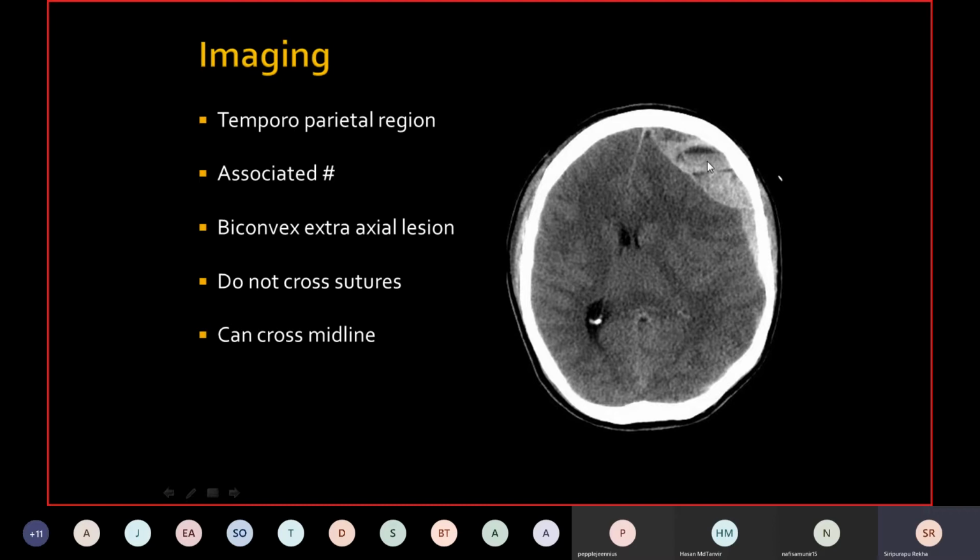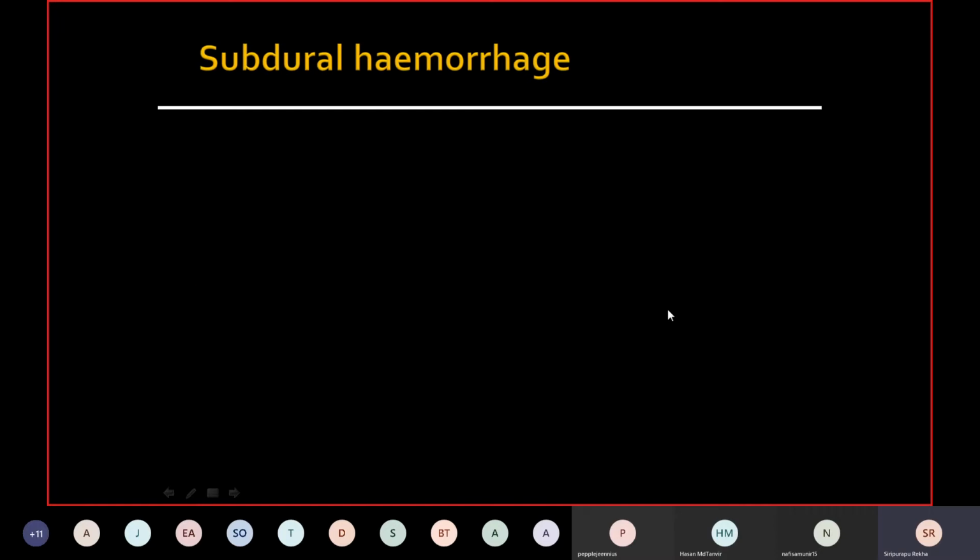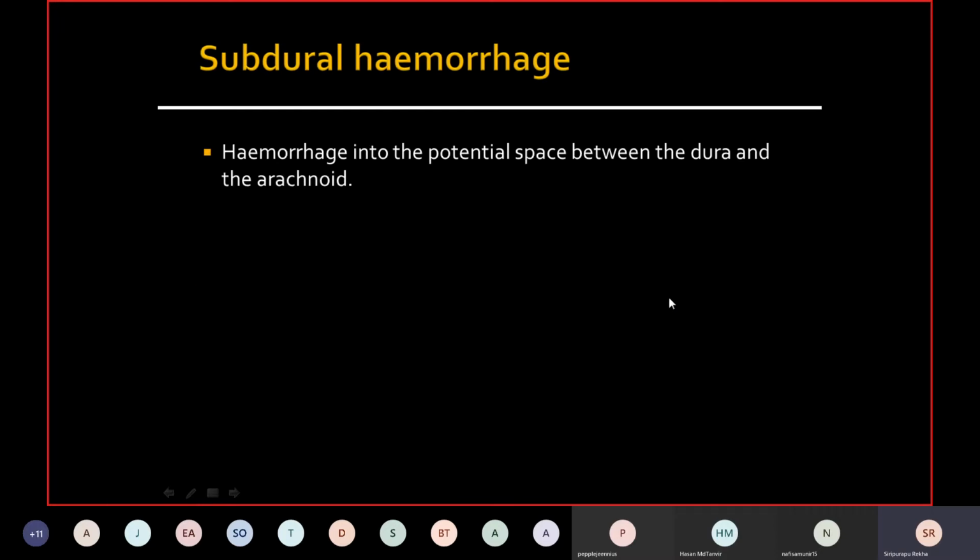In this case, we also see the secondary complications. We see mass effect, and we can see subfalcine herniation to the right. So what about a subdural hematoma? Subdural is when the hemorrhage occurs into the potential space between the dura and the arachnoid. And this is a venous hemorrhage.